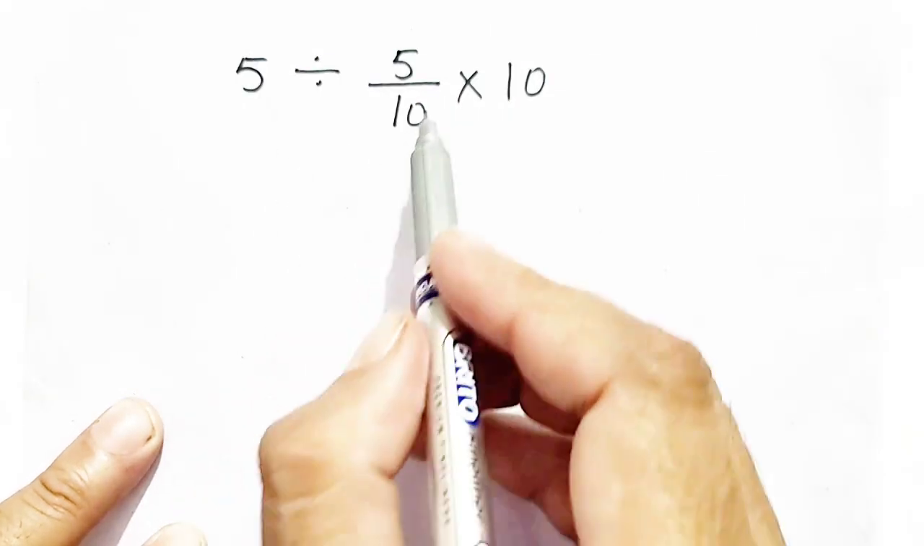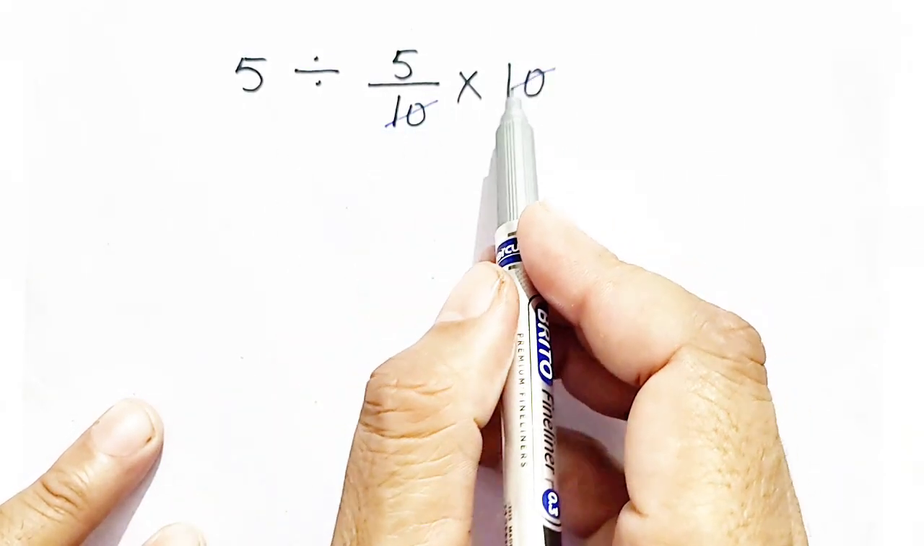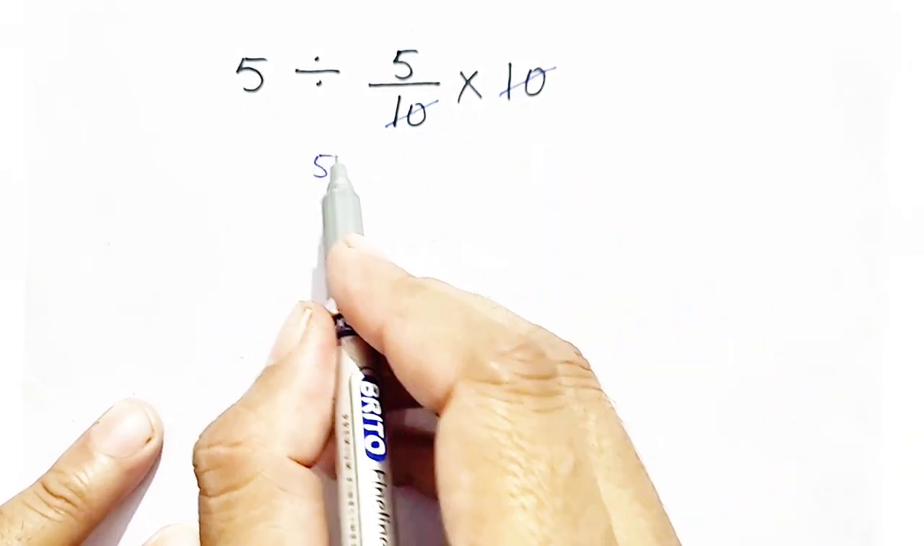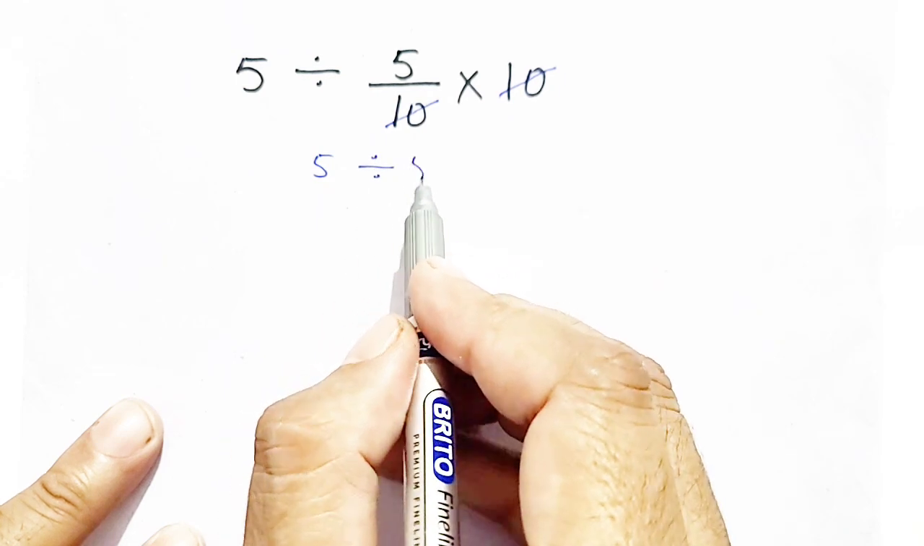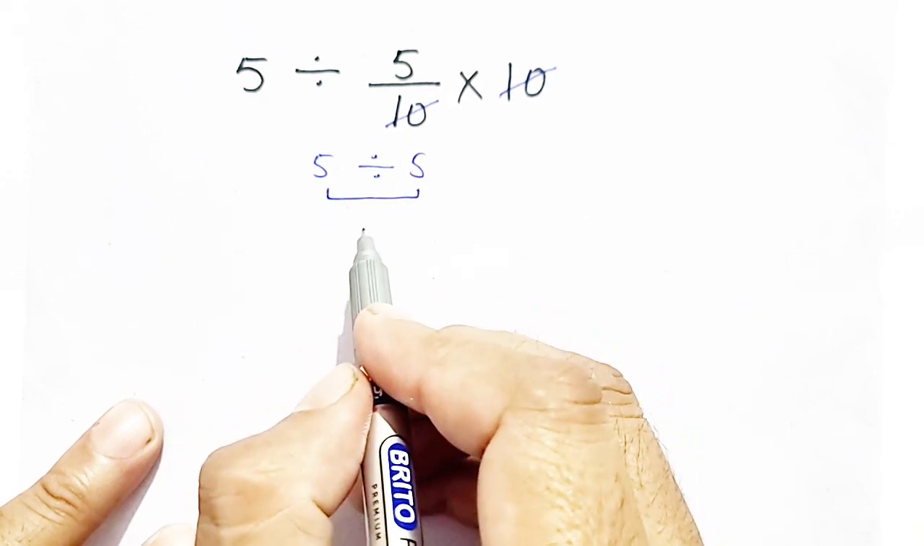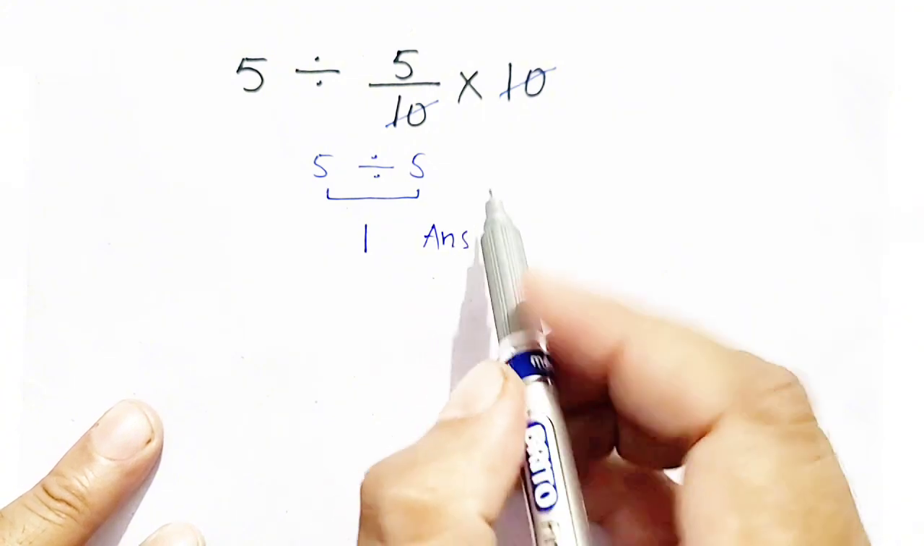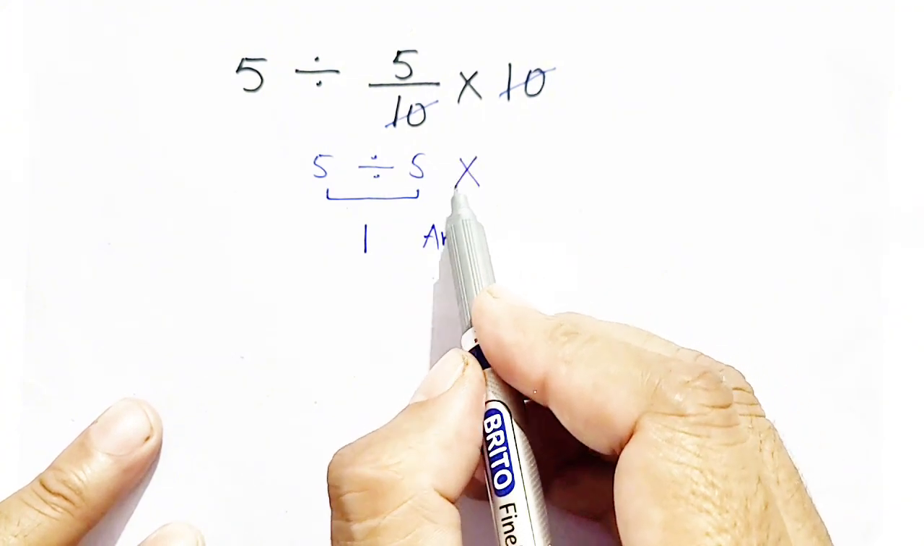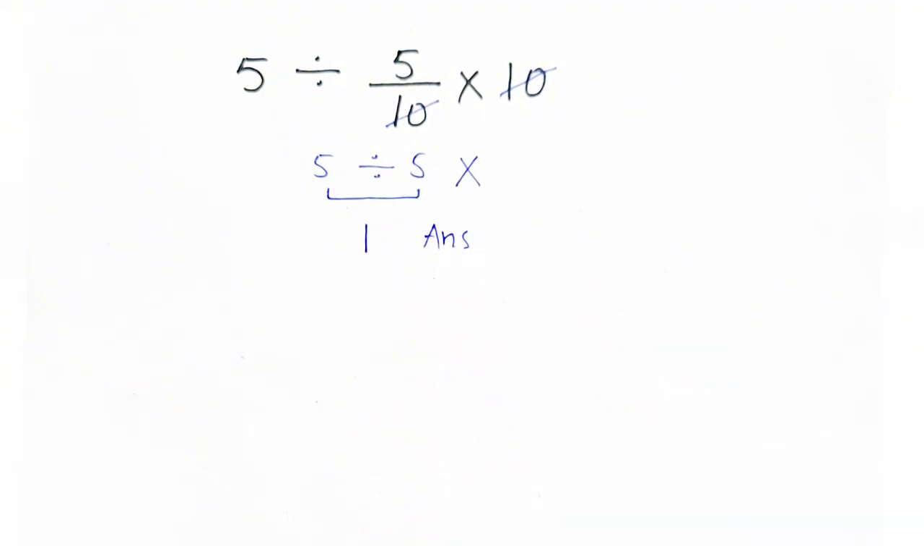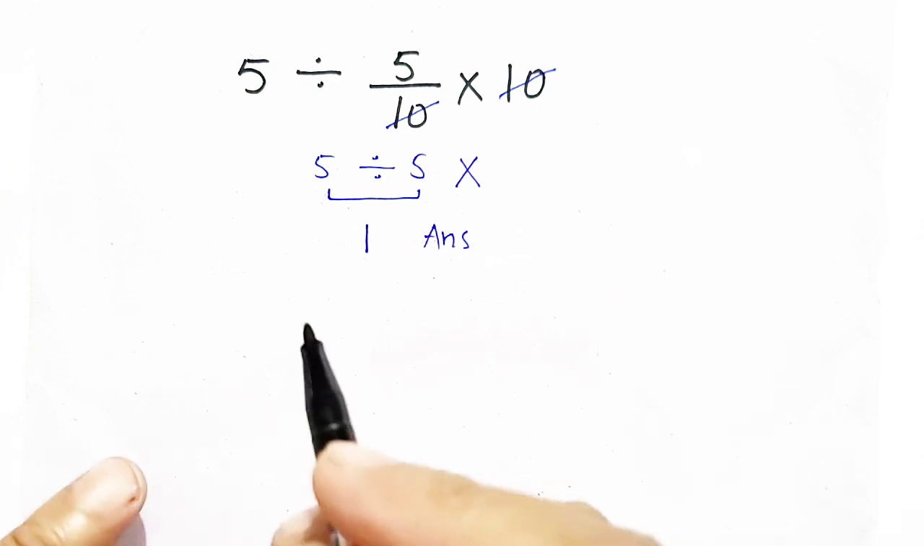The 10 is cancelled with 10. 5 divided by 5 will be equal to 1, which is our answer. But have you done it correctly? No, it's wrong. So I have to write the question again.